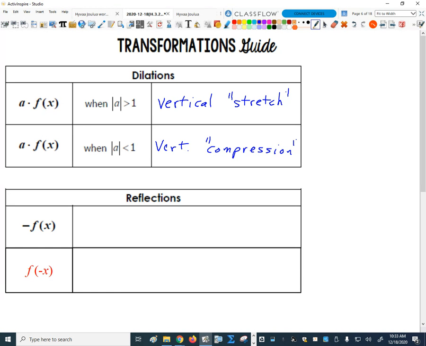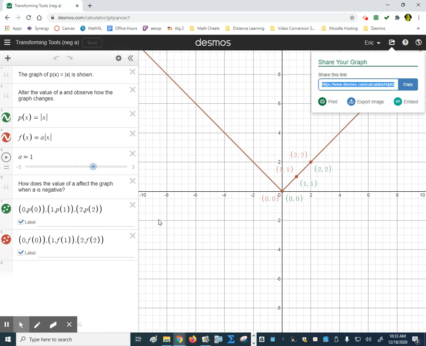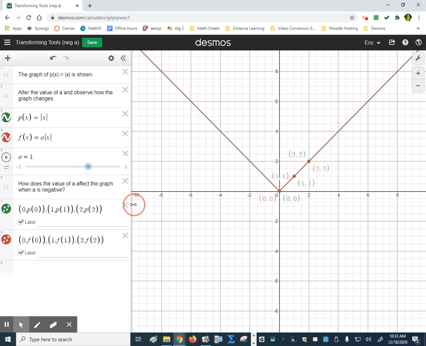Okay, what do you think happens if a becomes negative? Let's take a look at that. Based on what I just told you, this should be a pretty straightforward prediction. I told you that a is what we multiply by the y values. So let's take, for example, the point that has a y value of 2 on our parent graph. It starts off with the coordinates x equals 2 and y equals 2. What do you think is going to happen if I make a equal to -3?